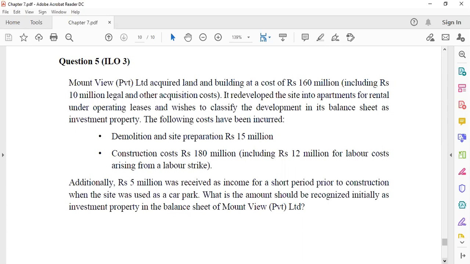And additionally rupees 5 million was received as income for a short period prior to construction, when the site was used as a car park. Considering the above, what is the amount that should be recognized initially as investment property?